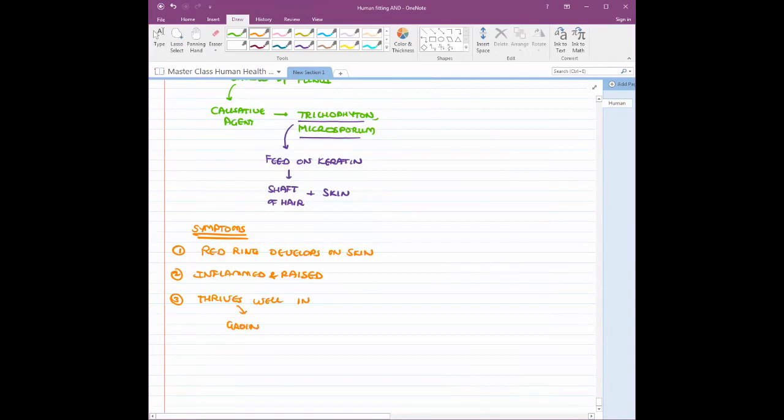When it grows in the groin region, we call this jock groin itch. Sometimes, guys, this is the one which is going to grow in between your toes. If it grows in between the toes, then we call this athlete's foot.